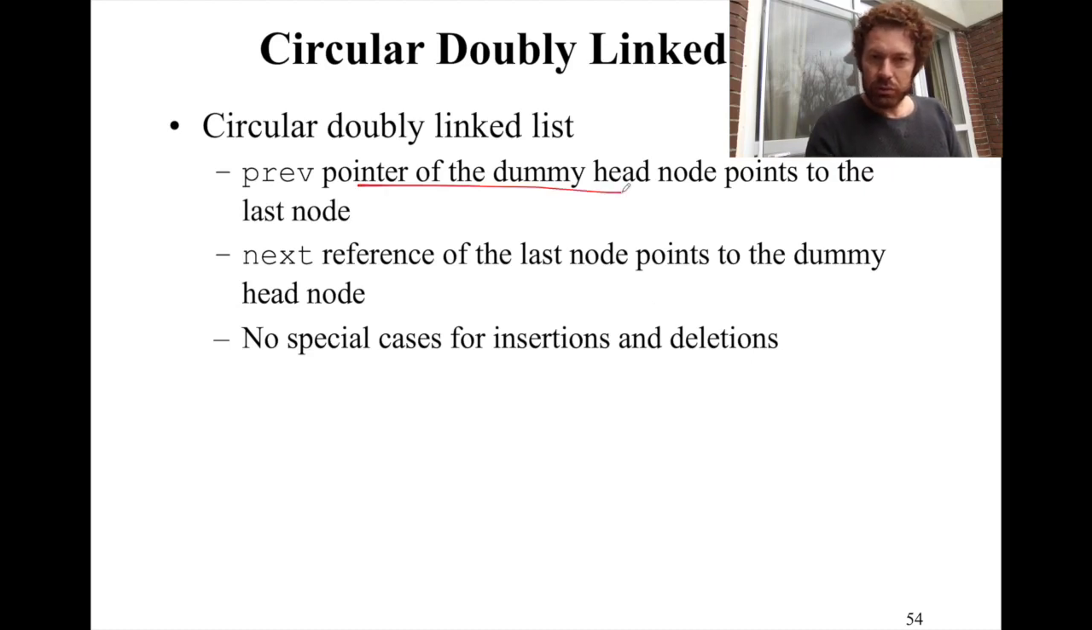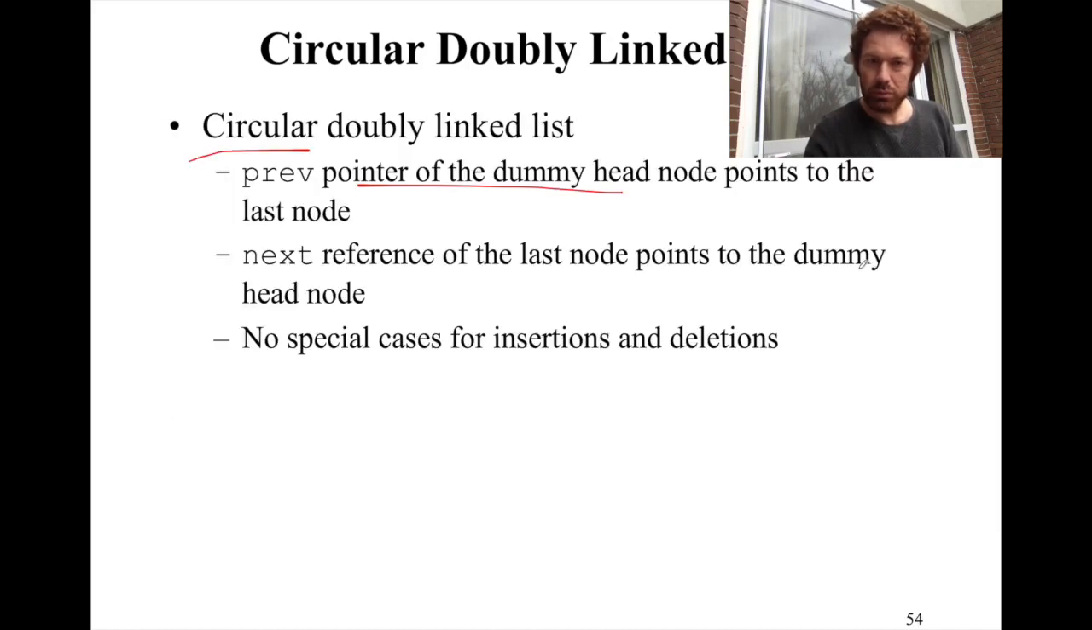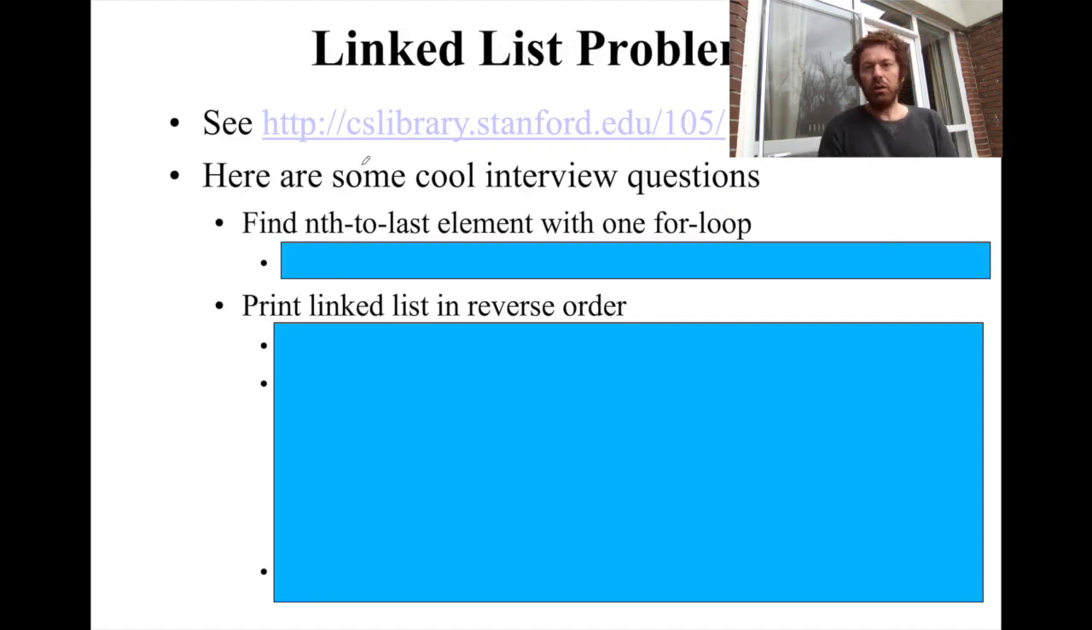The prev pointer of the dummy head points to the last node if you want a circular double linked list, just like this. Sorry, the prev of the first node will point to the last node, and the next of the last node will point to the dummy node, and so on. And from now on, I will solve cool problems, in my opinion, that require linked lists.